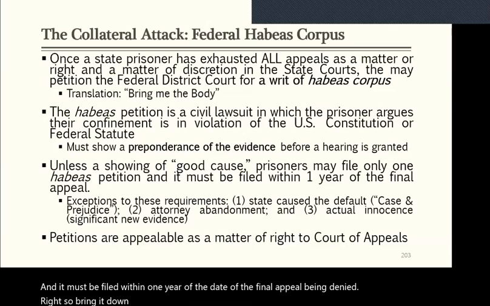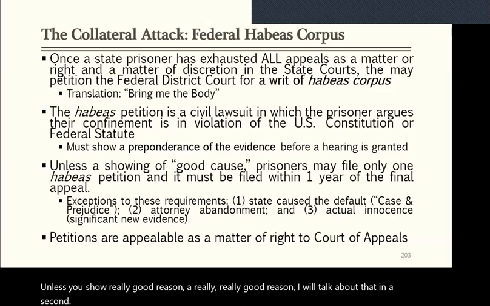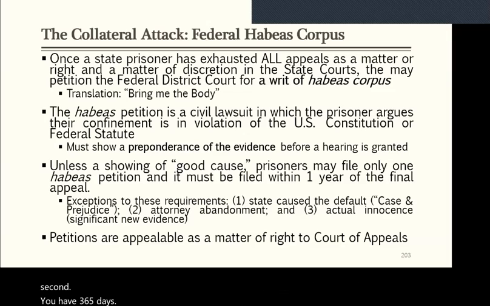So you have to show good cause. Unless you show a really good reason, like a really, really good reason, and we'll talk about that in a second. You have 365 days from the date that the court says, I am denying your appeal, to file in federal court. Now, there are exceptions.